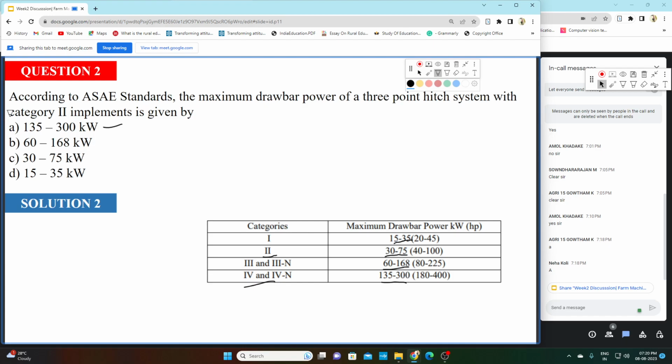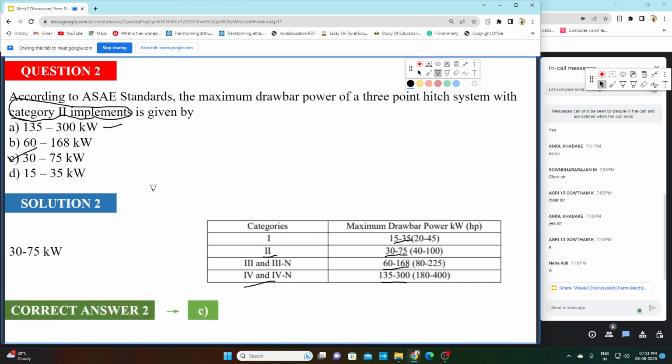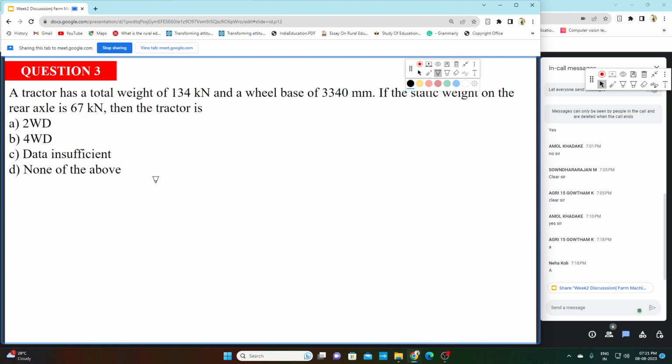So here it is asked in the question category second implements. Category second implements, that is power is between 30 to 75 kilowatt. So your correct answer is option C. Okay, so is this clear? Okay, nice. So let me move to the third question.